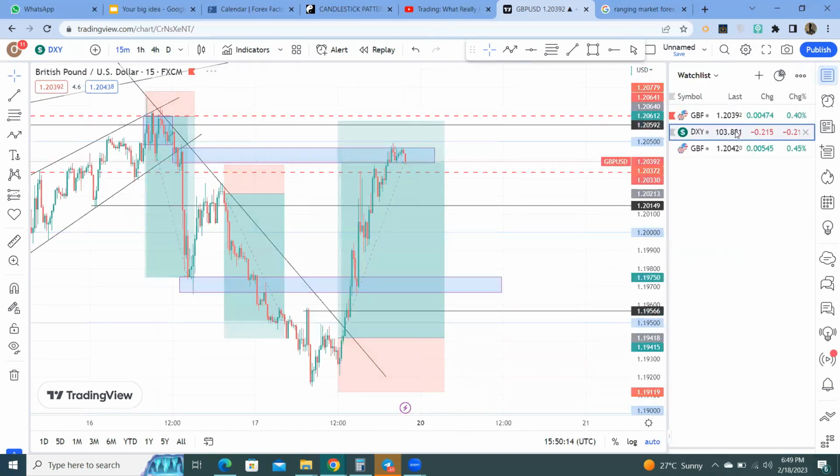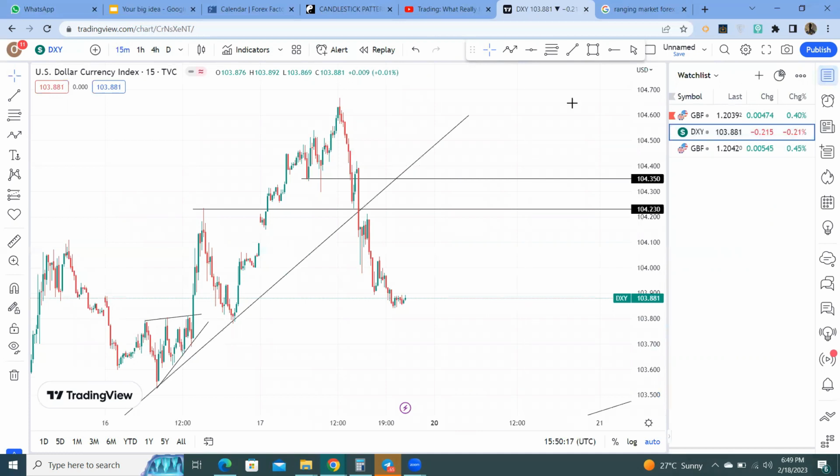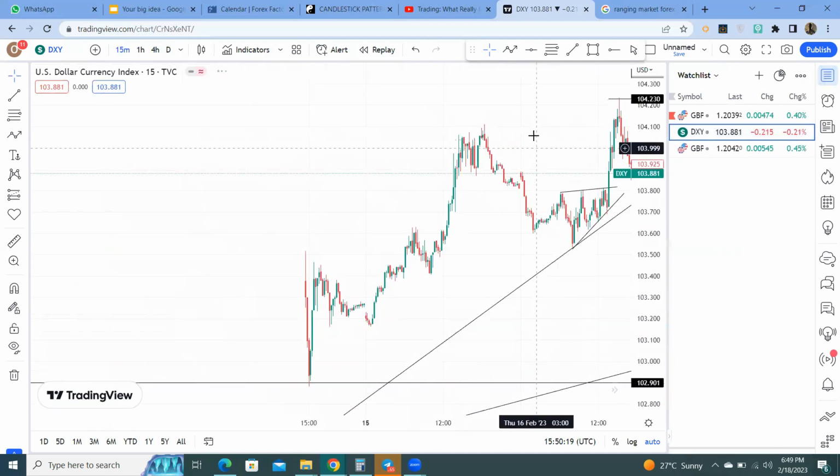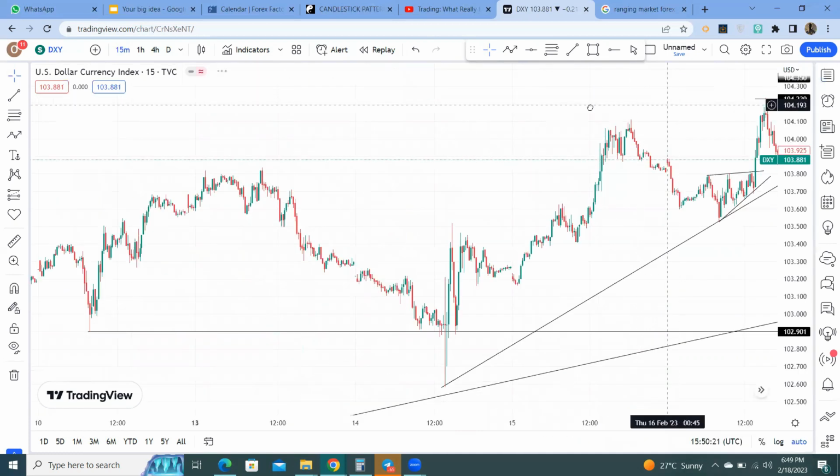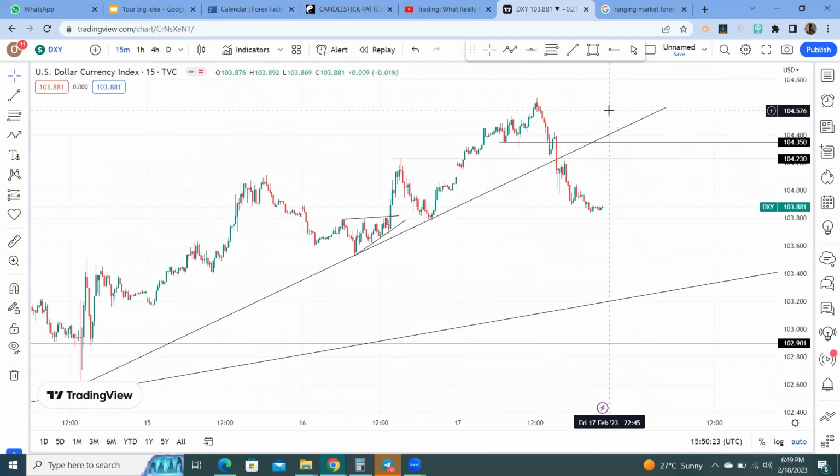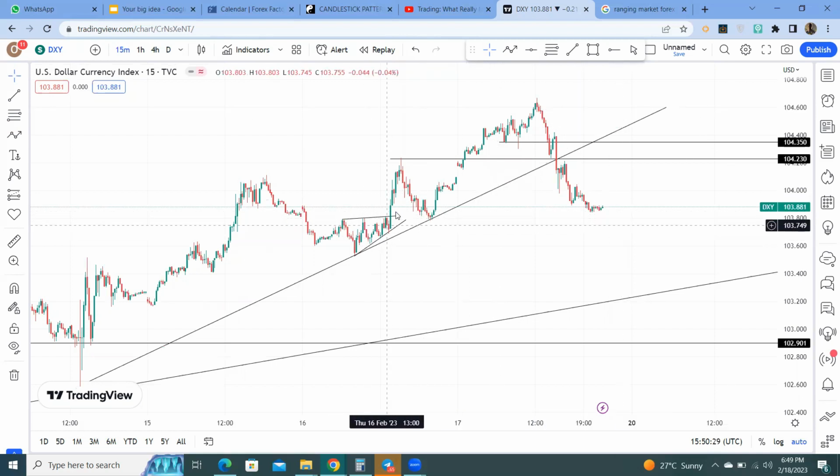Let's go DXY. I'll show you guys exactly why I sold this pair. The DXY helped me a lot this week because it was kind of confusing. Sorry about the noise outside, but I hope you guys can hear me. So when the DXY gave me this action, it actually helped me to sell GBPUSD at some point, from this area here.